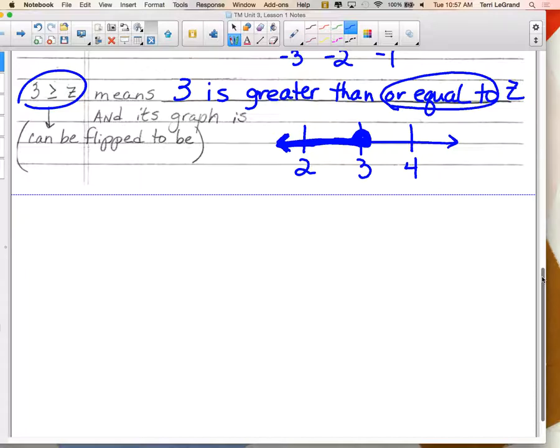Anybody know how we can rename this inequality? Then maybe it would be less confusing for you. Anybody know a different way we can write 3 is greater than or equal to z?